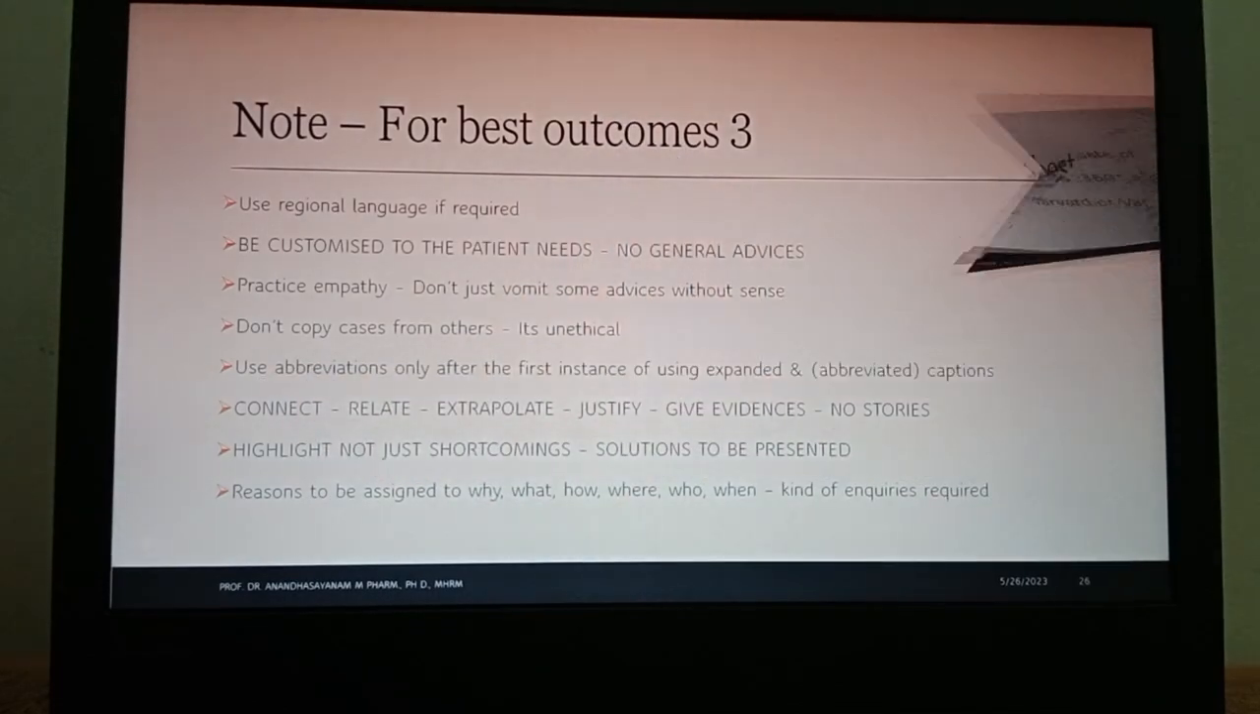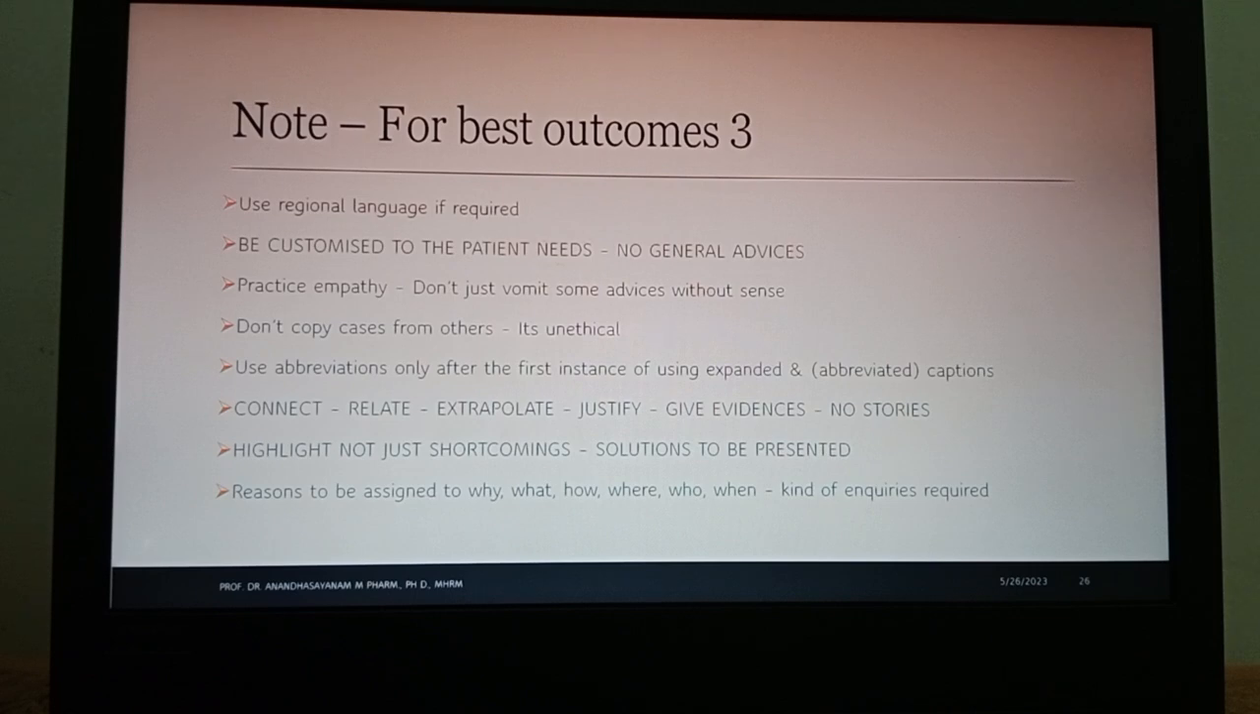Use regional language if required for a particular patient whom you have counseled or whom you have done something for. You can use that and put those pictures over here. Be customized to the patient needs and no general advices. Practice empathy. Don't just vomit some advices without sense. Don't copy cases from others. It's unethical. Use abbreviations only after the first instance of using the expanded and abbreviated captions.